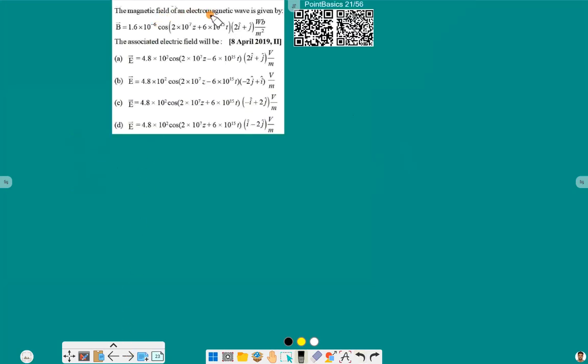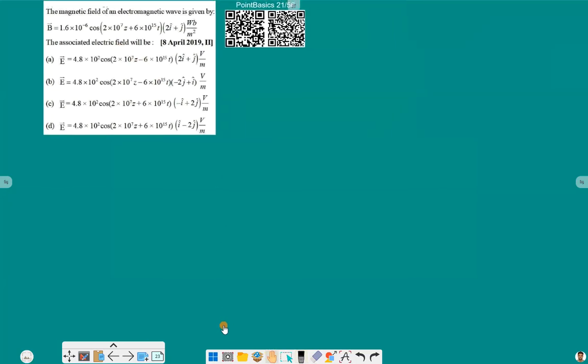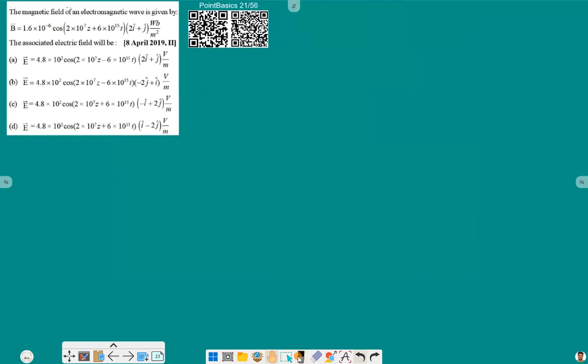The magnetic field of an EM wave is given by this relation. The associated electric field we have to find out. So to find the electric field, we know the basic relations here. First of all, we can write that the velocity of a wave is equal to the magnitude of electric field divided by magnetic field, and the direction of velocity is equal to E cross B.